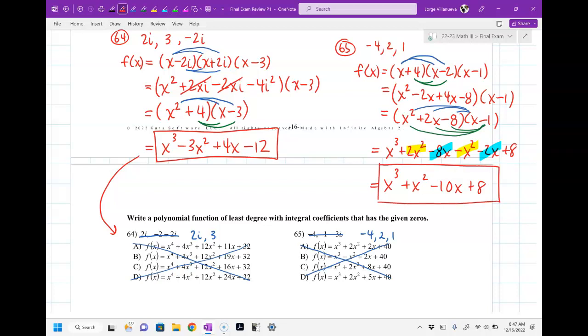Those are a bit of a hassle. But, I mean, they're not terrible. You're just multiplying, but they are a bit of a hassle to do. You okay with that? It's just a lot of distribution.